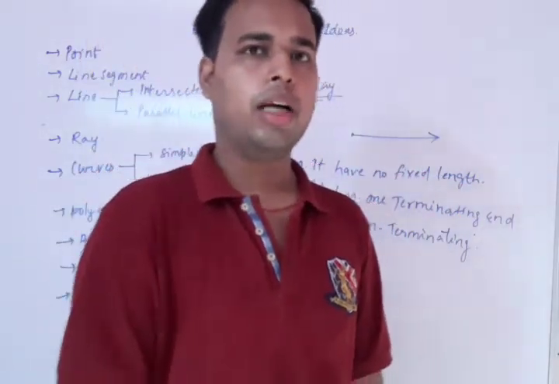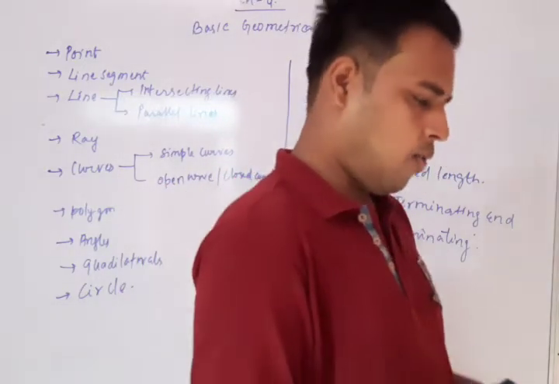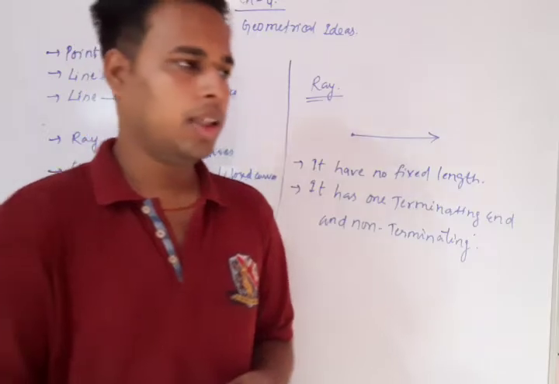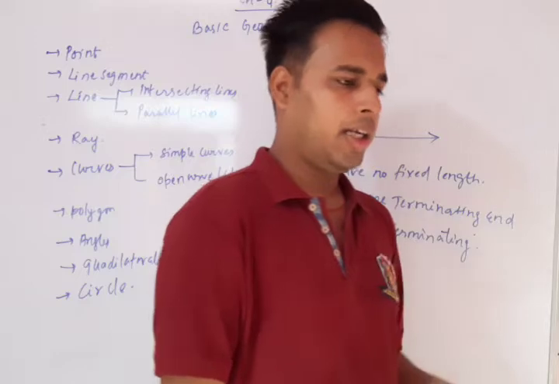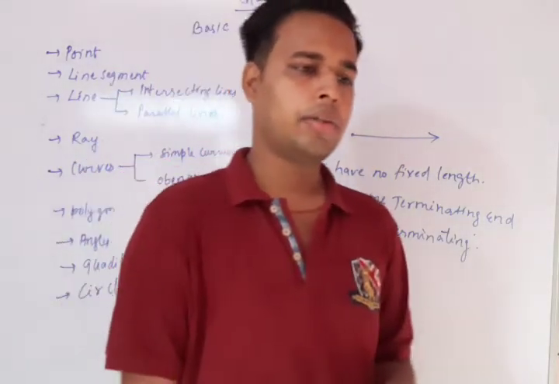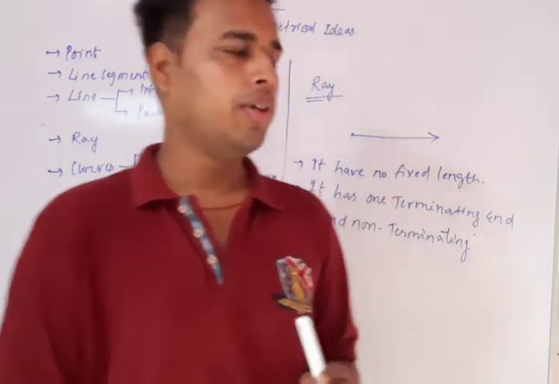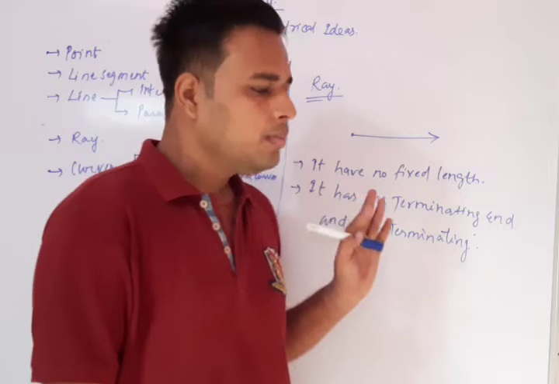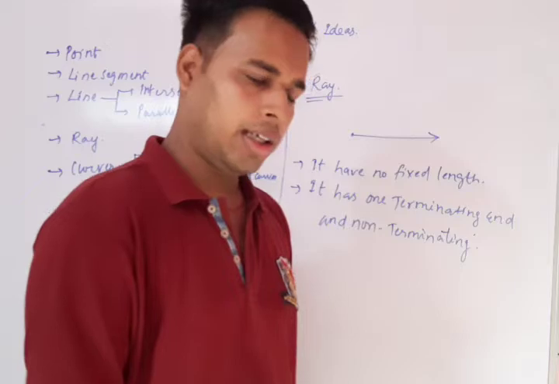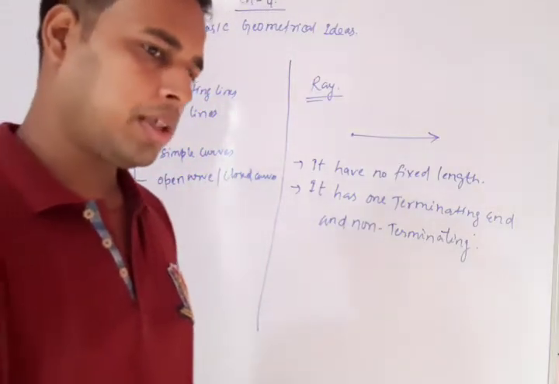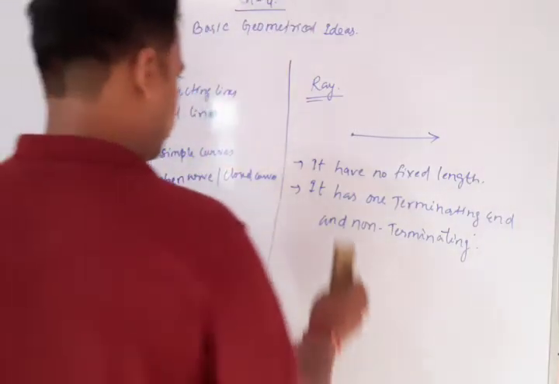then line segment, line and ray. What conclusion can you make from ray, line segment and line? We can say that ray and line do not have fixed length, but line segment has fixed length. Next, moving on, line has two non-terminating ends, ray has one terminating end, and line segment has two terminating ends, and we can show them by figure. Now moving to curves.